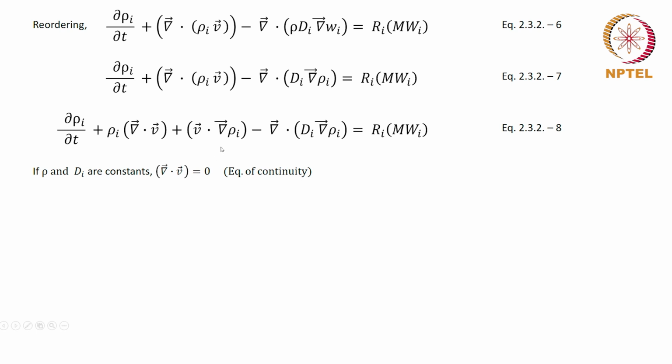And now, till here it is very general, we didn't assume anything. Now, if we impose the condition that the total density and the diffusivity of i are constants, which is applicable in a wide variety of cases: if the density is a constant, then we know that the equation of continuity reduces to del dot v equals 0, right? This we have already seen. So, if rho and D_i are constants, this term will drop out, del dot v equals 0.